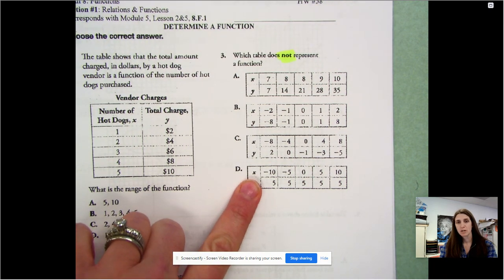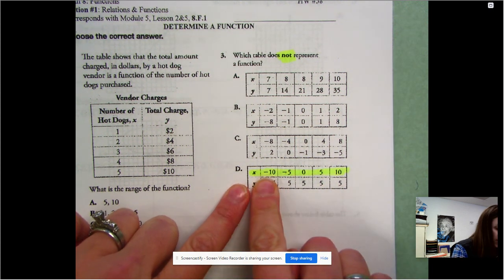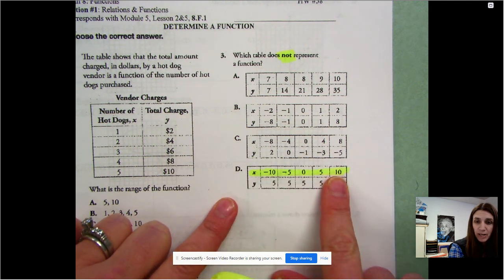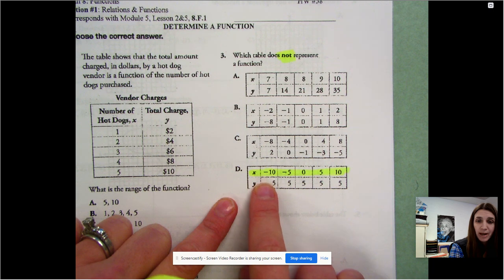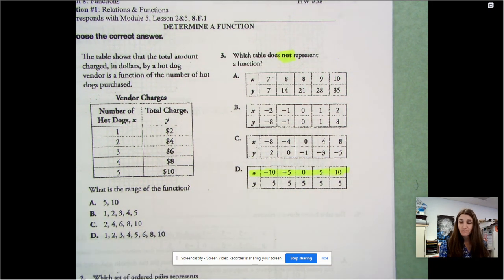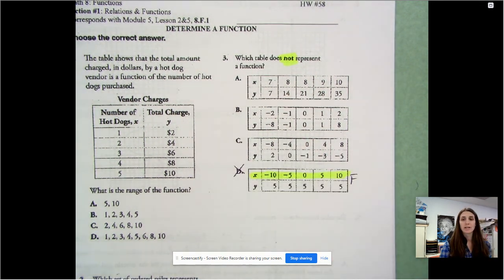We'll go backwards. So here are the inputs: -10, -5, 0, 5, 10. Does any input repeat? No. Does every input have one output? It doesn't matter if they're all 5. They all have one output. So that's important: each input has only one output. So this is a function, and we're looking for the one that's not a function.